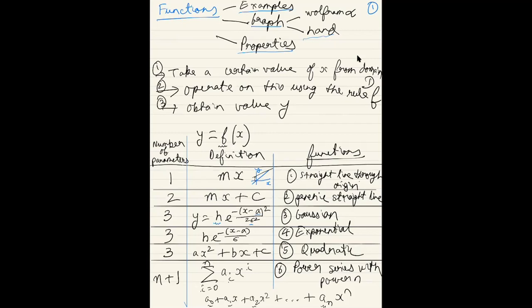Of course, I did not talk about trigonometric functions, sine of x, cosine of x. I did not talk about sigmoidal functions. There are lots and lots of functions, and you can look up the Wikipedia page on functions, and you'll see there are infinitely many functions.